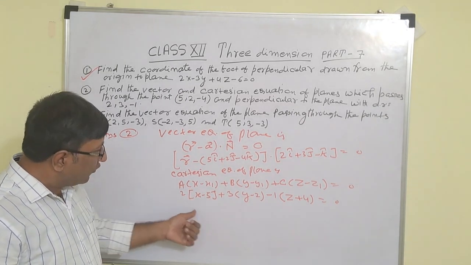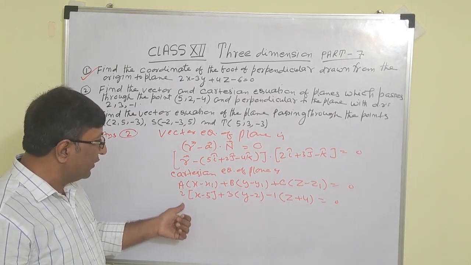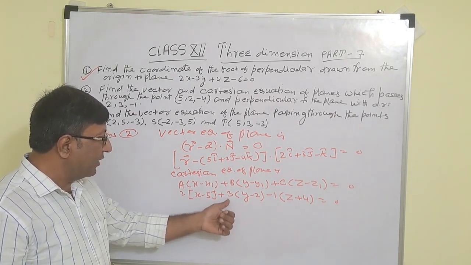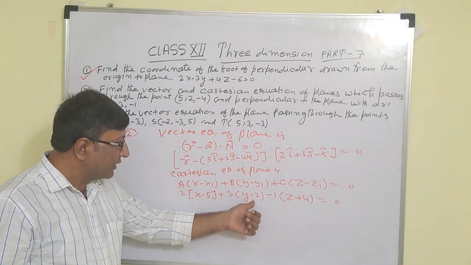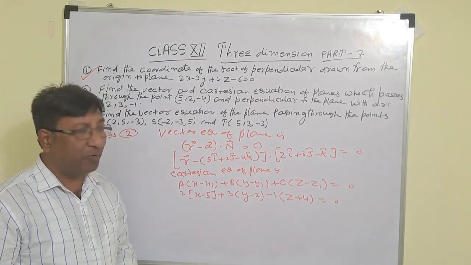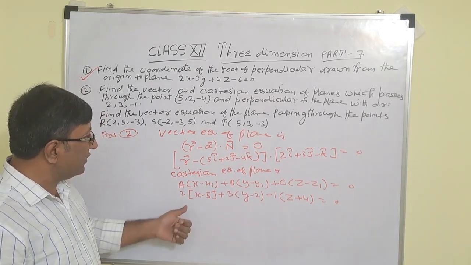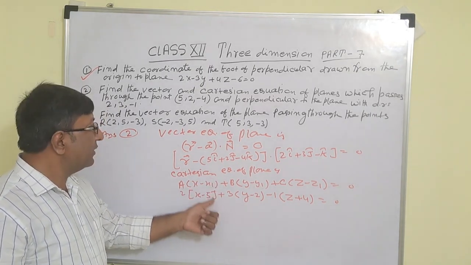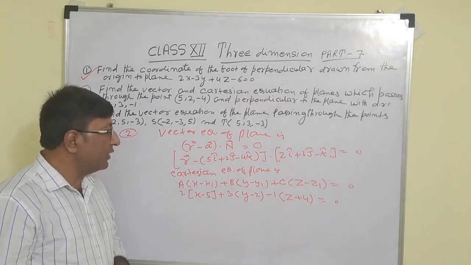You can simplify this, or you can leave it as it is. So 2 into (x minus 5) plus 3 into (y minus 2) minus 1 into (z plus 4) is the right answer. So this is the Cartesian equation of the plane, and this is the vector equation of the plane. So again we are explaining.